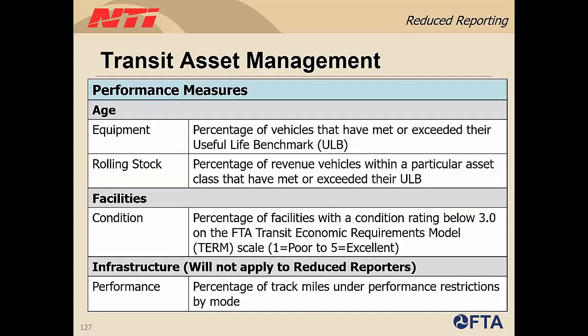These are the categories that you will see in the A90 form. These sections are broken down into equipment, which represents service vehicles, rolling stock, which represents revenue vehicles, facilities, which represents your passenger station and other administrative or maintenance facilities, and infrastructure, which doesn't apply to these reporters as it pertains to rail.